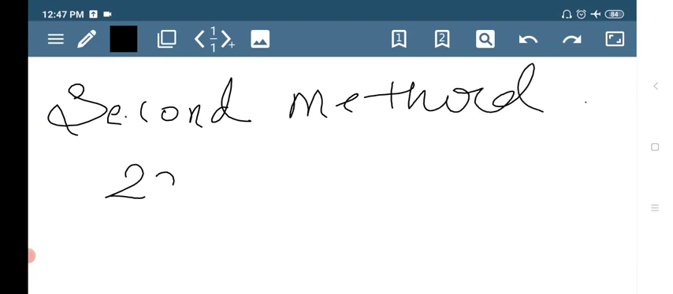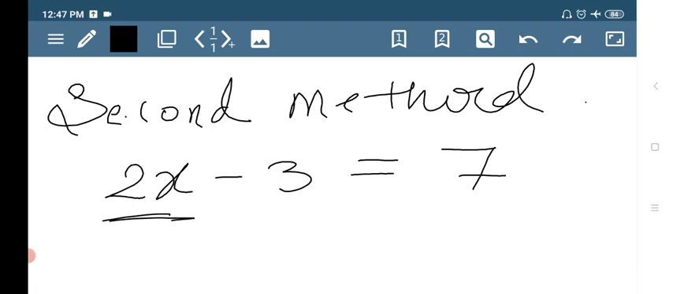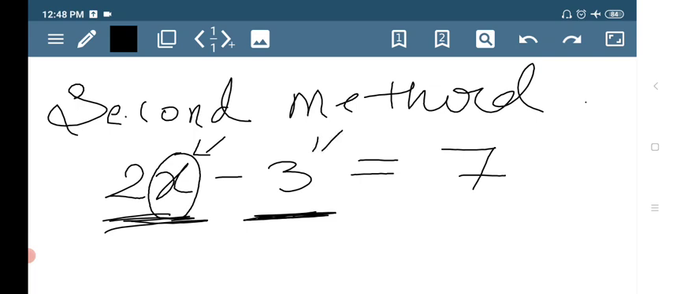If we have 2x minus 3 is equal to 7. So dear students, 2x and 3 are unlike terms because one has an x and the other doesn't have anything. Those are called unlike terms. Just to remember, you can say he has a chocolate, he doesn't have a chocolate. So these two cannot be friends. So they cannot be subtracted, they cannot be added. In that way you can remember.